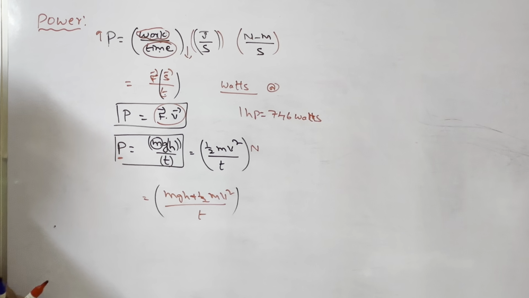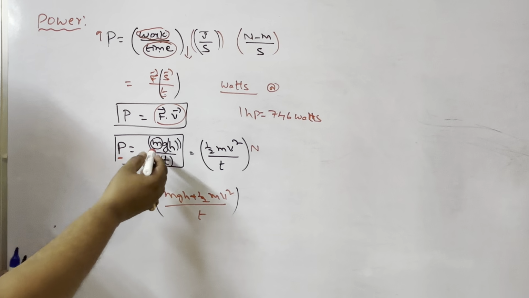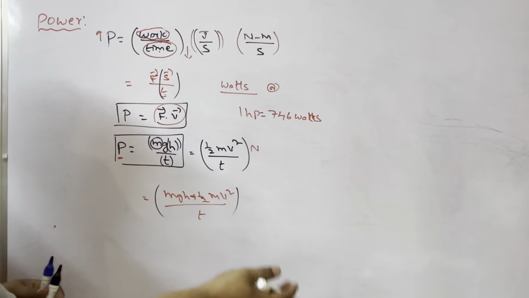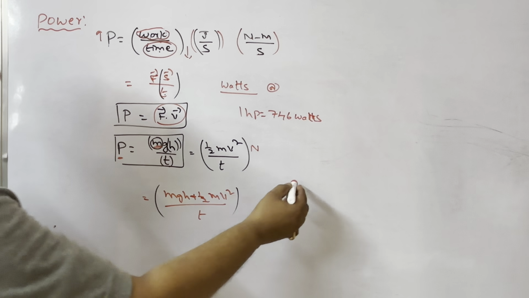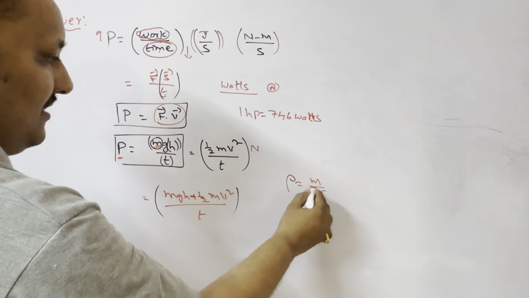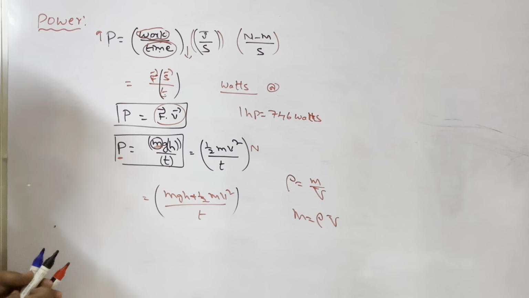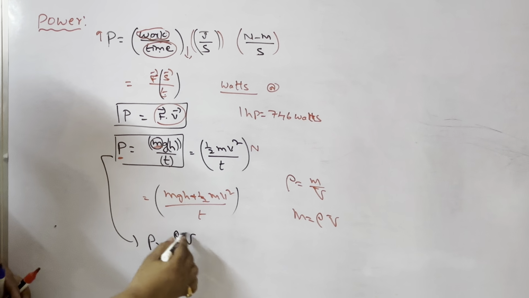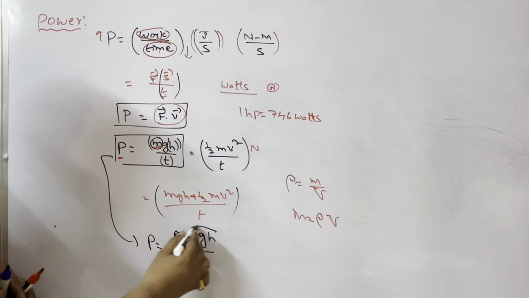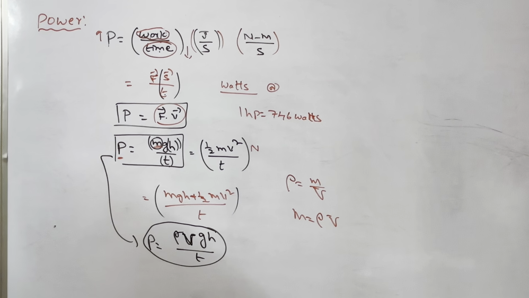Sometimes you have to replace this mass with density. For example, what is the power of the motor to lift water from the ground floor to the top floor? They won't give the mass of the water. At that time, we will convert density is equal to mass by volume, so mass is equal to density into volume. Then this power can be written as rho V g h by t. V is nothing but the volume of the tank or capacity of the tank; they will give it in liters.